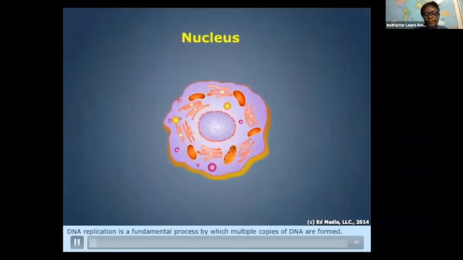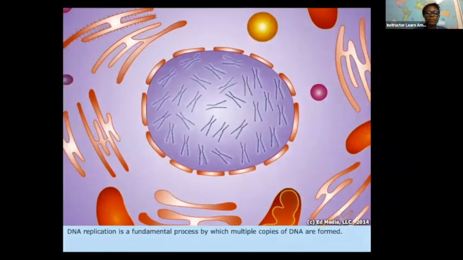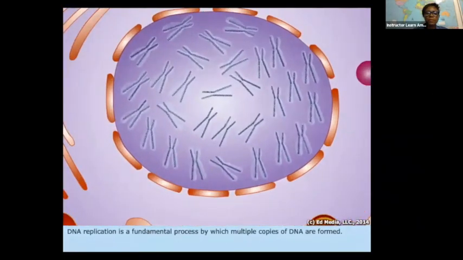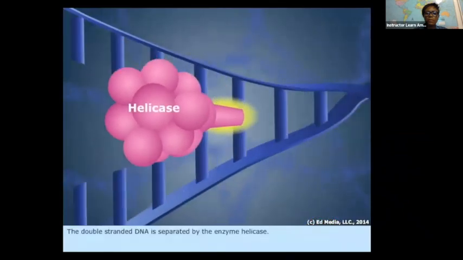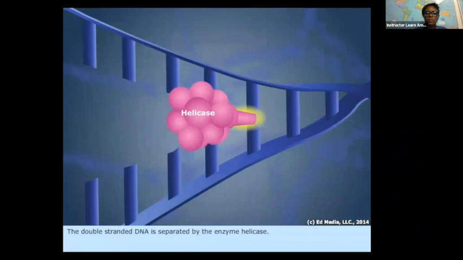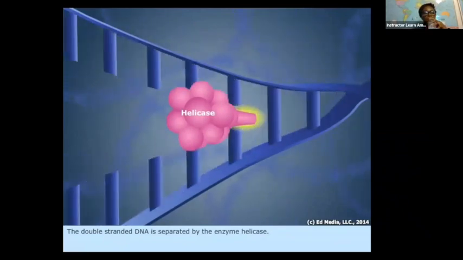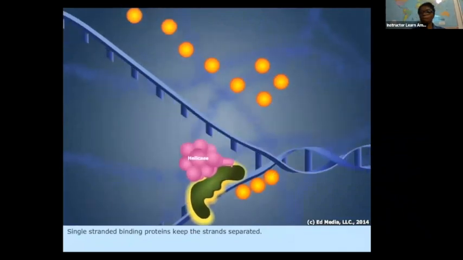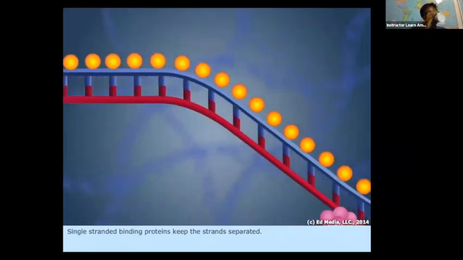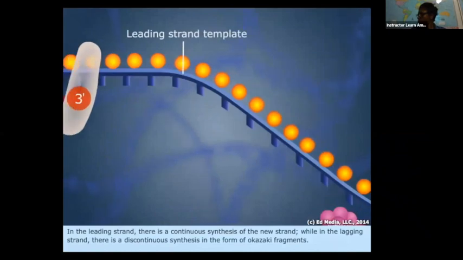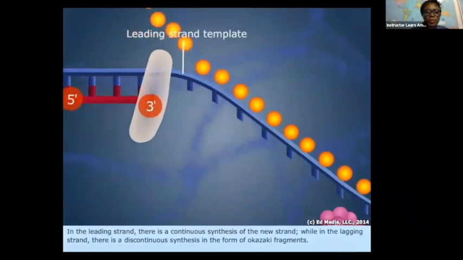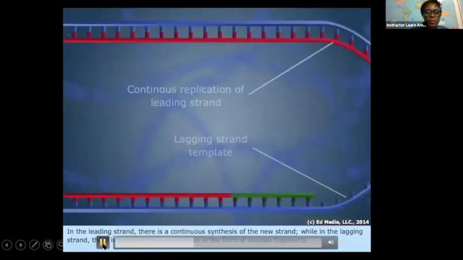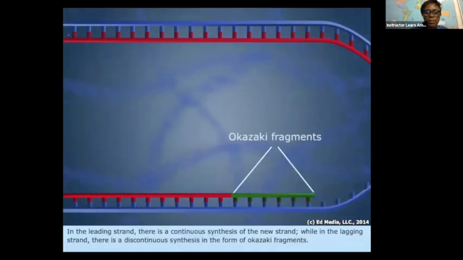DNA replication is a fundamental process by which multiple copies of DNA are formed. The double-stranded DNA is separated by the enzyme helicase. Single-stranded binding proteins keep the strands separated. In the leading strand, there is a continuous synthesis of the new strand, while in the lagging strand, there is a discontinuous synthesis in the form of Okazaki fragments.